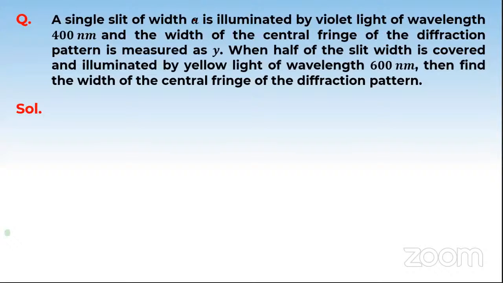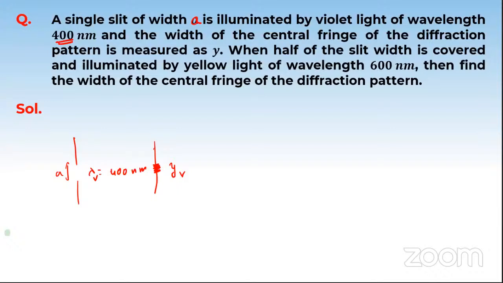A single slit of width A is illuminated by a violet light of wavelength 400 nanometer. In one case, they're taking a slit of width A, and the wavelength they are going to use is 400 nanometer. This is violet. The width of the central fringe of the diffraction pattern is measured as y. So at the center, they're going to get a central fringe, and that width is y. I'll put y of violet color. So when I use violet color, I'm getting a central fringe width of distance y.